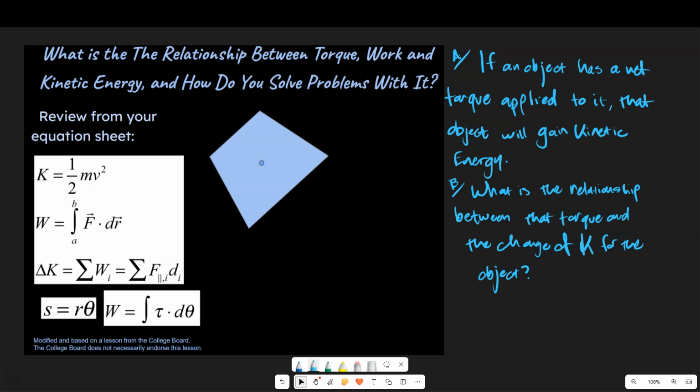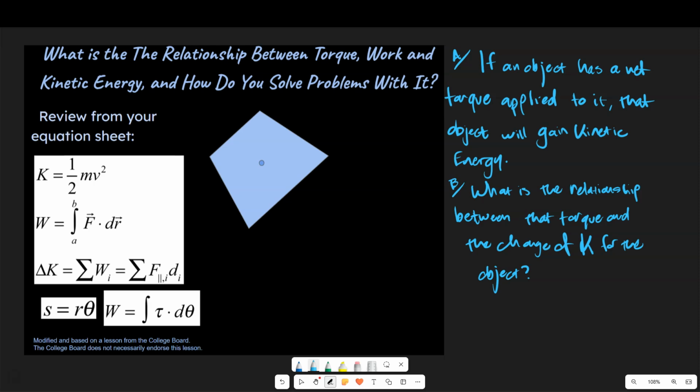Hey, welcome back. Today we're going to be talking about the relationship between torque, work, and kinetic energy, and how do we solve problems using those concepts.